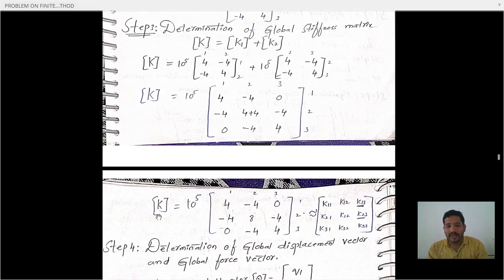After that, I represent the global stiffness matrix here. K is equal to 10 power 5 times [4 minus 4 0; minus 4, 8, minus 4; 0, minus 4, 4]. We can represent the global stiffness matrix in this form, where K represents the global stiffness matrix.